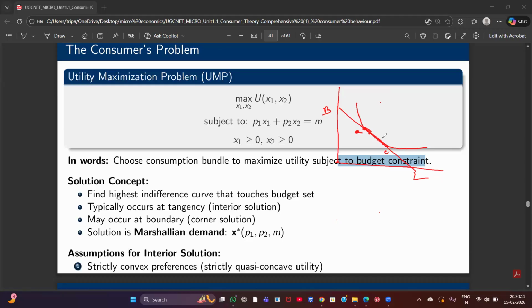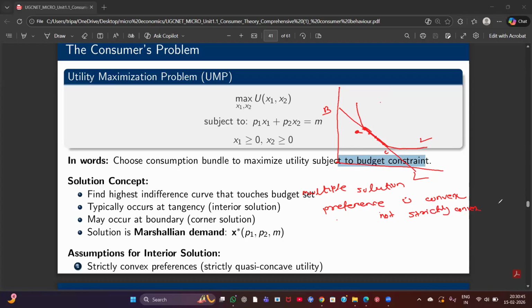It is clear why, because my indifference curve is convex. And why is my indifference curve convex? Because the consumer preferences are convex, or in other words, the utility function is quasi-concave. That's it. So I get multiple solutions when the preference is convex, but not strictly convex.